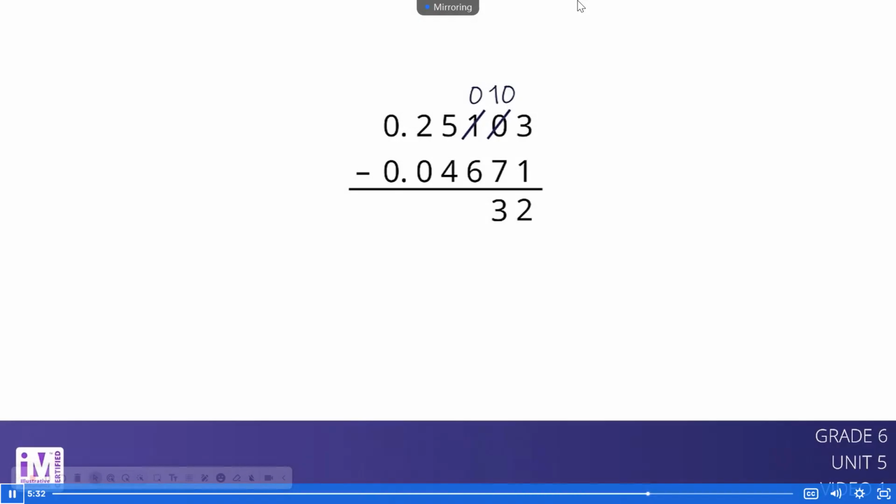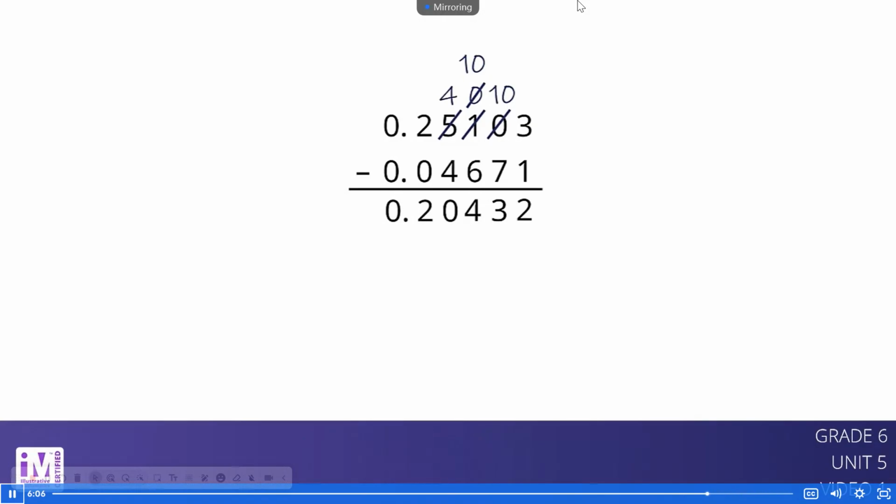Similarly, one of the hundredths in 0.25103 is unbundled to make 10 thousandths. Then we can subtract 6 thousandths. 4 hundredths minus 4 hundredths is 0 hundredths. And 2 tenths minus 0 tenths is 2 tenths. This gives us the answer 0.20432.